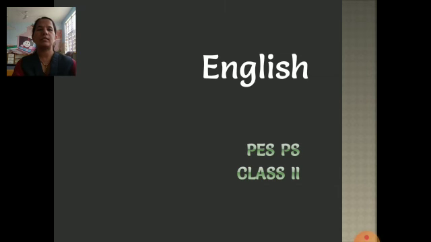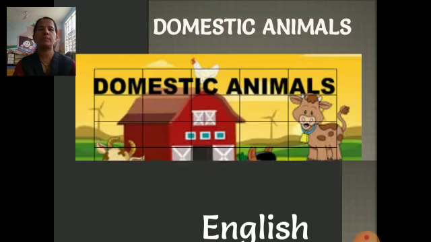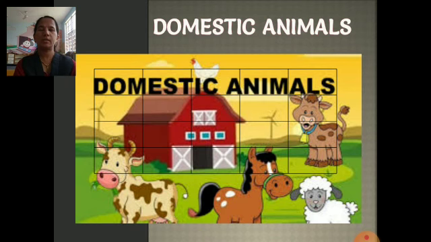Okay, before we start, I want you to have a look at this picture. So, what can you see here? Animals. Yes. So, can we name these animals? Cow, horse, sheep, hen. Yes. What is the similarity between these animals?